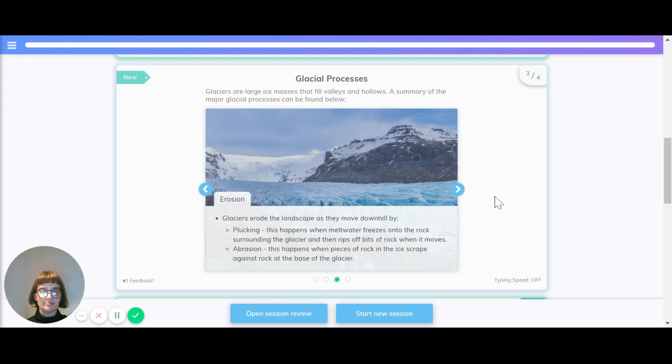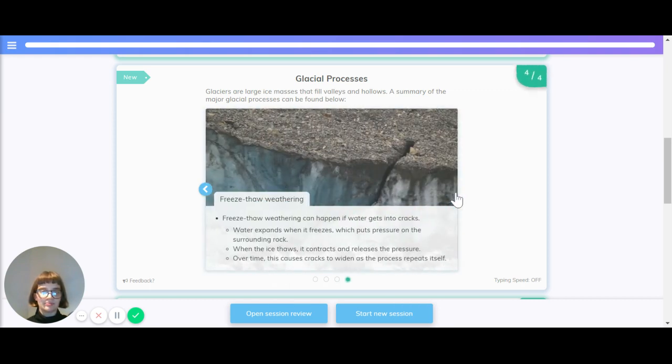Now let's look at erosion. Glaciers erode the landscape as they move downhill by plucking, which happens when meltwater freezes onto the rock surrounding the glacier and then rips off bits of rock when it moves. And abrasion, which happens when pieces of rock in the ice scrape against rock at the base of the glacier.